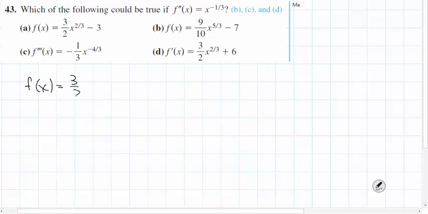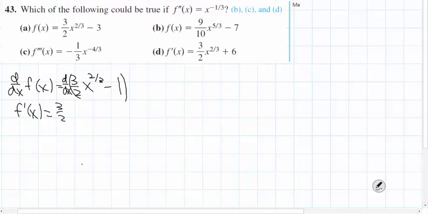So, for example, in example A, if I say that f of x is equal to 3/2 x to the 2/3 minus 3, and then I take the derivative of both sides of this equation, I end up with f prime of x is equal to 3/2, bring the power down, that's 2/3, and then reduce the power by 1, and I get negative 1/3.